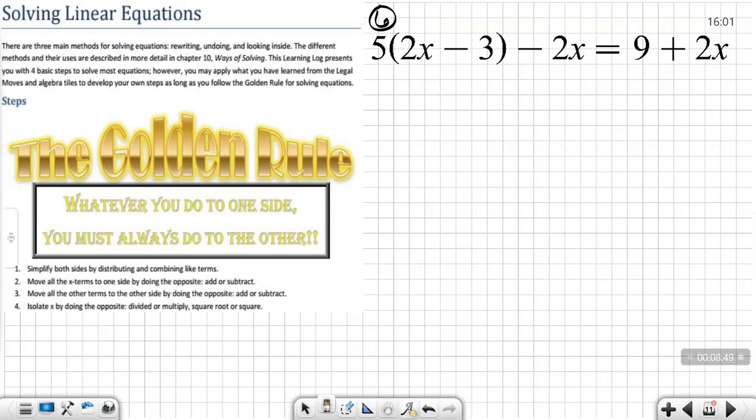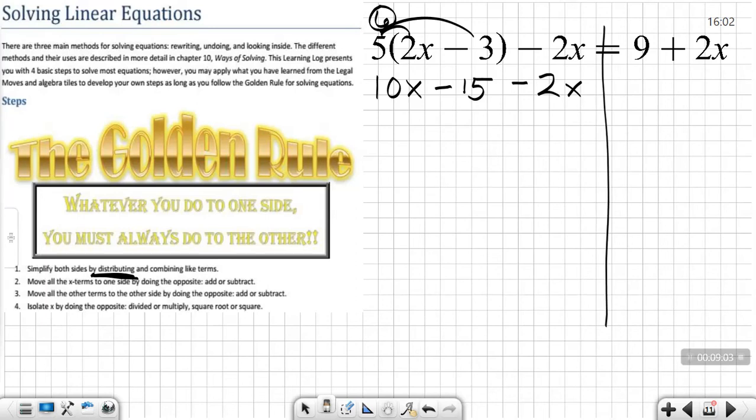We've got some combining like terms to do, but I notice I have parentheses. So first thing I'm going to do is distribute. Get rid of those parentheses. I'm going to distribute that 5, giving me 10x minus 15. The minus 2x doesn't change. My equal sign is going to stay right there, and I can't do anything with 9 plus 2x.